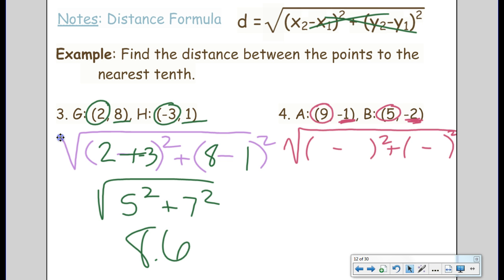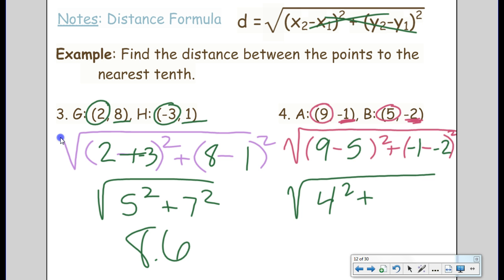So hopefully you put 9 and 5 together. And hopefully you put, whoa, this is a lot of negatives. Are you watching? Hopefully you put negative 1 and negative 2. That's intense right there. Okay, class, what's 9 minus 5? 4 squared plus, ooh, what's negative 1 minus negative 2? That's like saying negative 1 plus 2. 1.